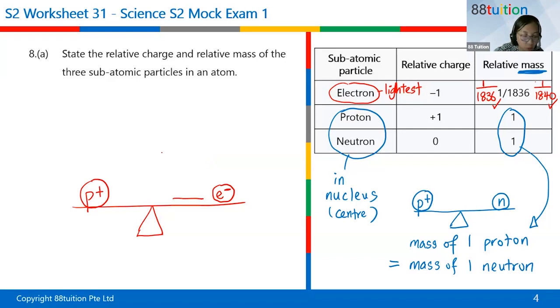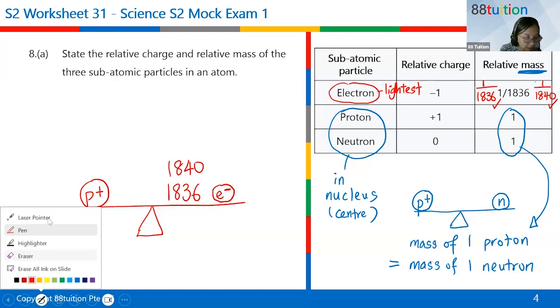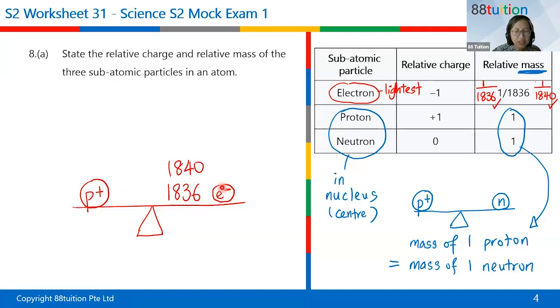Actually, you need 1,836 electrons, or 1,840, depending. So either 1836 or 1840 electrons to balance the mass of 1 proton. Everybody clear? The reason is that electron is so light. Electron is very, very, very light, so you need so many of them.